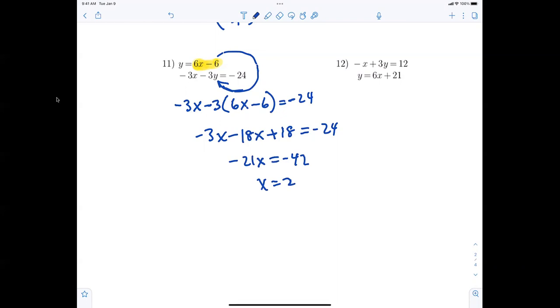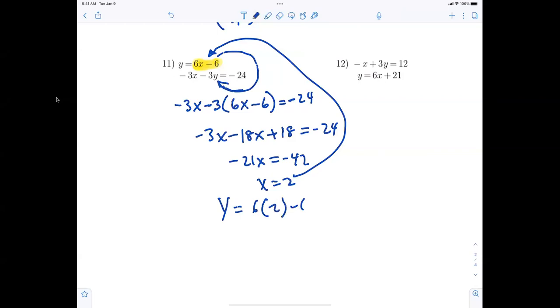Anybody have any problem with x equals 2? It's super duper easy. Now that x equals 2, it's much easier just to plug it into the top function. So y equals 6 times 2 minus 6 equals 6. The point is (2, 6). Nora, is that okay now? Yeah.